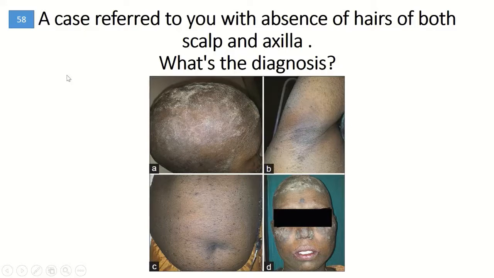And here, another question. A case referred to you with absence of hairs of both scalp and axilla. What's the diagnosis? This is also another variant of lichen planopilaris, Graham-Little syndrome, composed of scarring alopecia of the scalp and hair loss of both pubis and axilla, and keratosis pilaris-like follicular papules on the body.